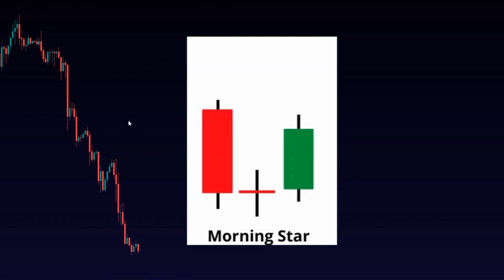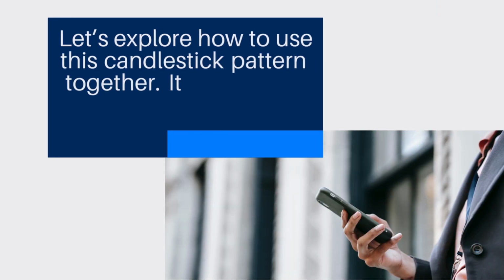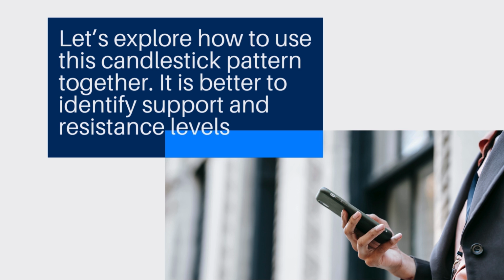This pattern consists of 3 candles in the following sequence: a large bearish candle, a candle with a short body, a bullish candle. With the formation of the morning star candlestick pattern, it is expected that the stock price will change direction and become bullish. Therefore, in such a situation, it is advisable to enter a buy position and stay with it as the uptrend continues. Let's explore how to use this candlestick pattern together.